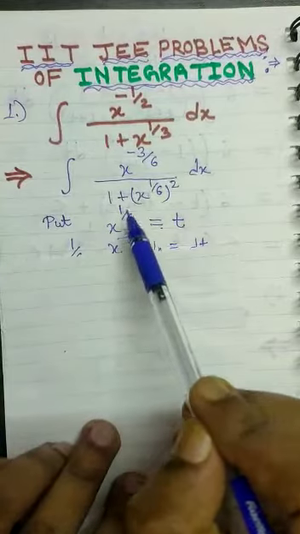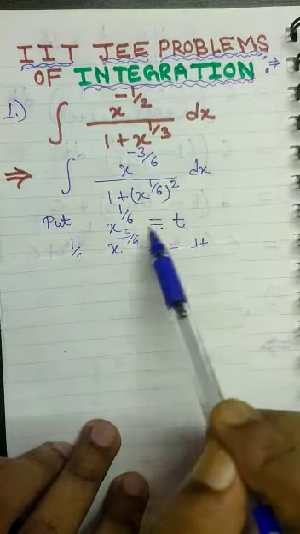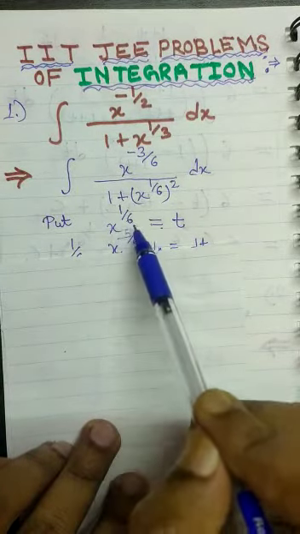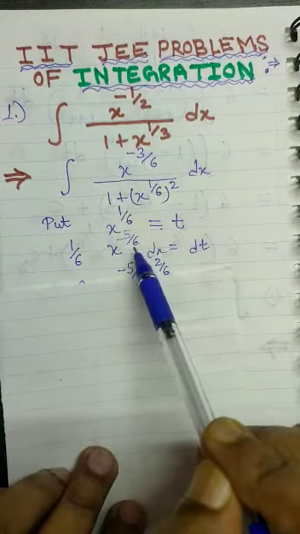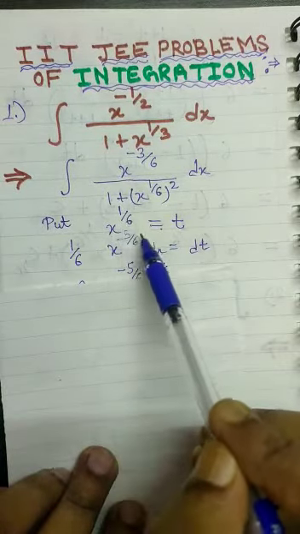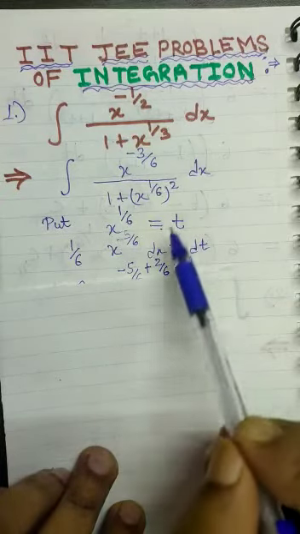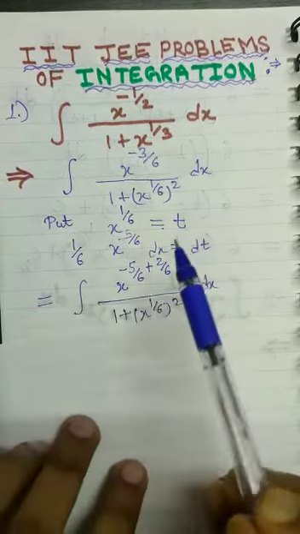Put x raised to the power 1 by 6 equal to t. As you know, differentiation of x to the power 1 by 6 is 1 by 6 x raised to the power minus 5 by 6, because 1 by 6 minus 1 is minus 5 by 6. So 1 by 6 x to the power minus 5 by 6 dx equals dt.